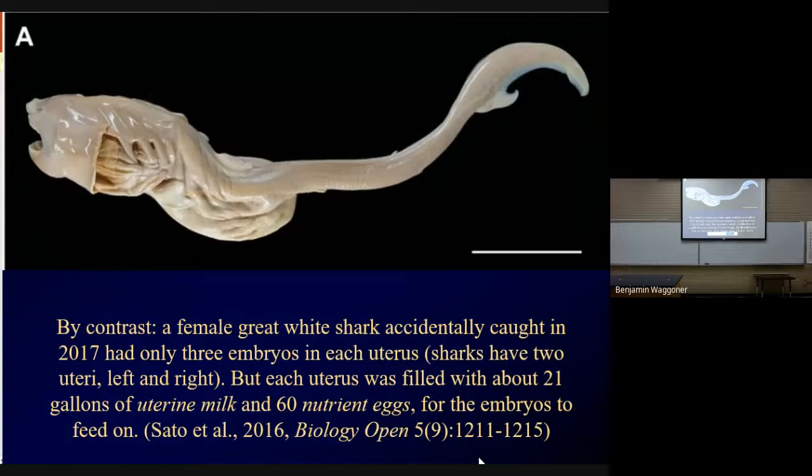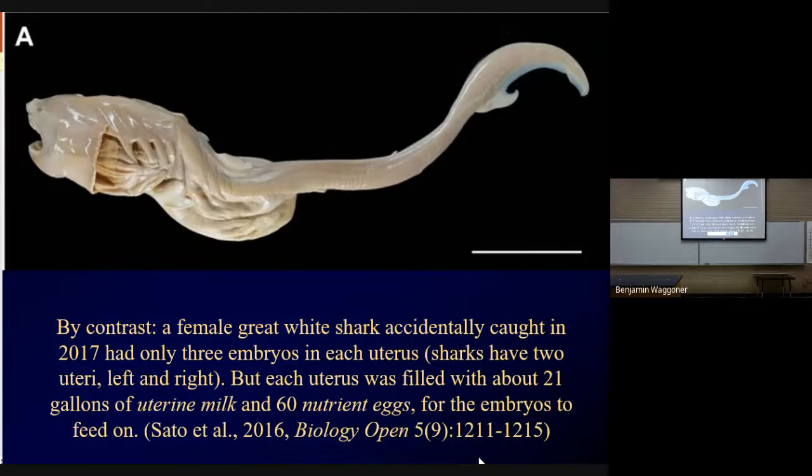Oh, here's a really cool marine contrast for a K-selected life history. The mammals were pretty obvious, but that's the embryo of a female great white shark that was caught accidentally in 2017. She had 3 embryos in each uterus. That's what one of them looks like. Sharks have 2 uteruses, by the way, left and right.